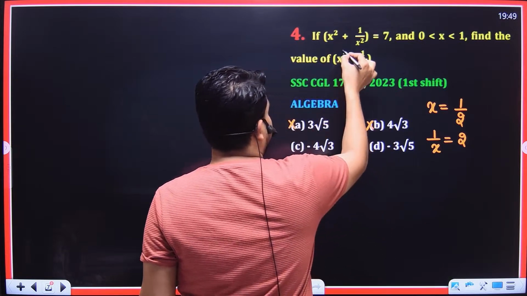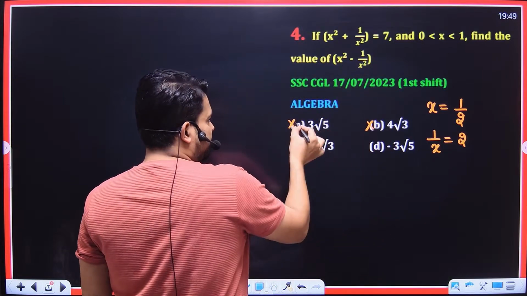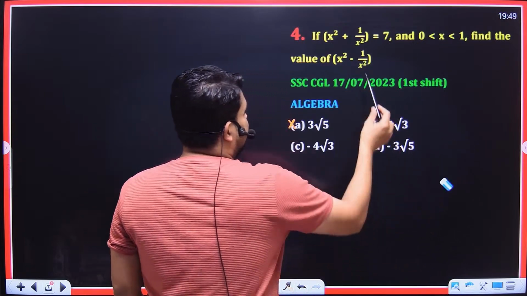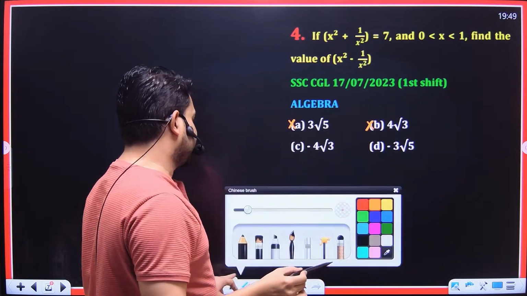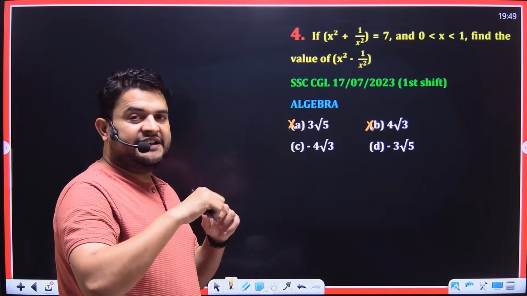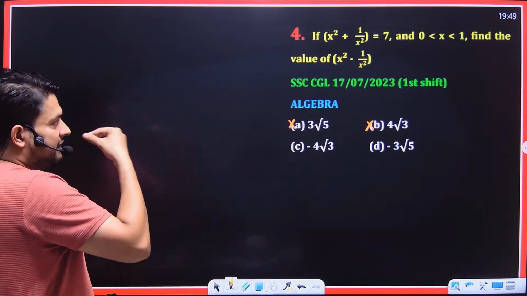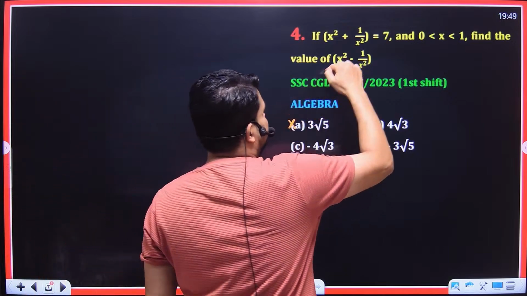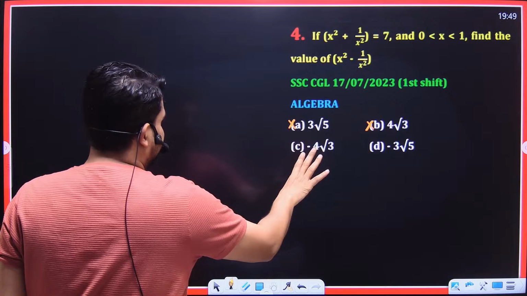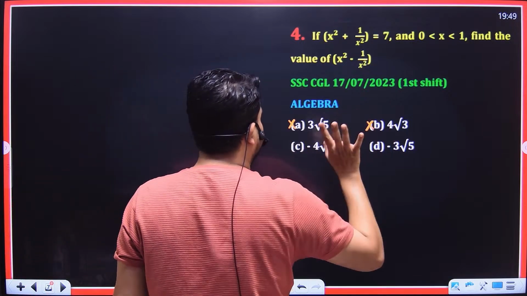I have to calculate x square minus 1 upon x square. So a positive value cannot occur. Why? Because x square has a fraction value less than 1, so its reciprocal should be greater than 1. When I subtract a value that is greater than this number, I get a negative number. So my answer is negative. So either this one or this one can be my answer.